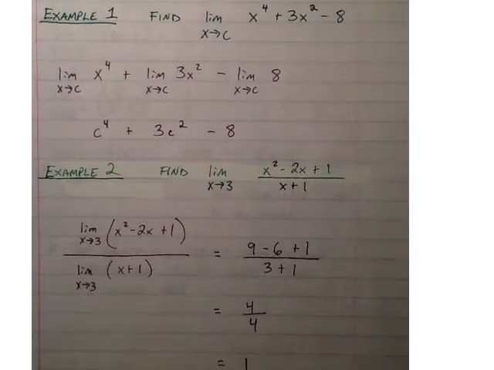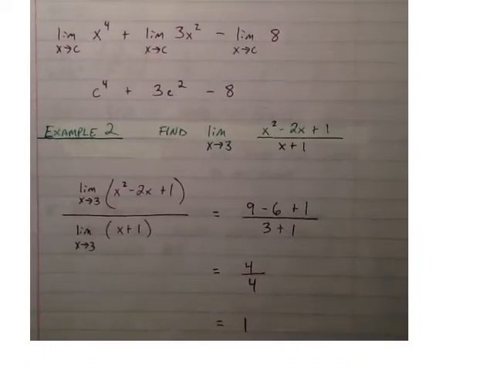Looking at example 2, we want to find the limit as x goes to 3 of this quotient. So what we can do is take the limit as x goes to 3 of the numerator and the limit as x goes to 3 of the denominator. If we substitute in, we get 3 squared minus 2 times 3 plus 1, which is 4, and in the denominator we get 3 plus 1, which is 4. So our final limit as x goes to 3 of that function is 1. So far, direct substitution is working well for us, so let's move along.